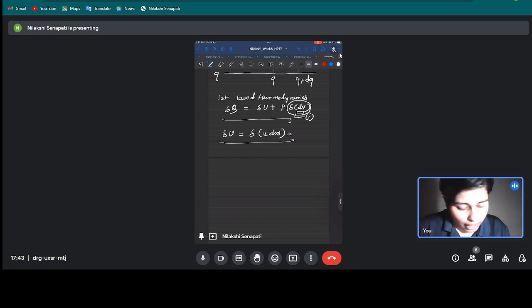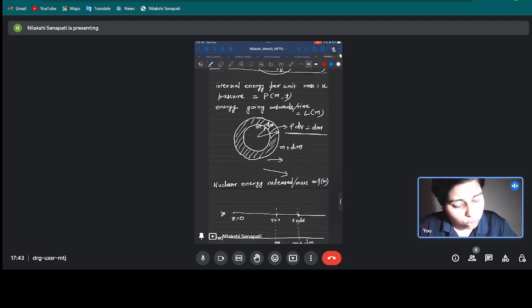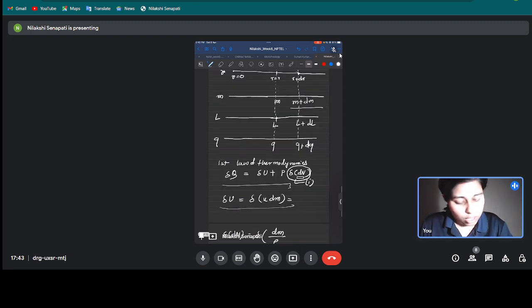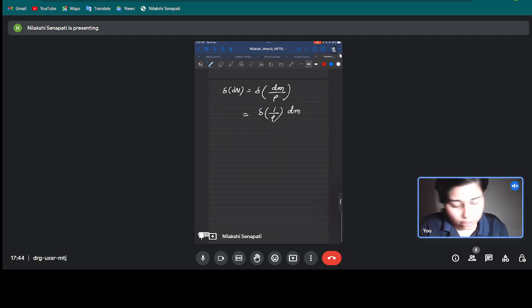So now you can write delta dv also. Delta dv is delta of dm by rho. I have already written that rho is equal to dm by dv, so dv is equal to dm by rho. That is what I am writing here. So this is nothing but delta of 1 by rho, the density that will vary, and delta dm will come out of it. So that is the delta dv.